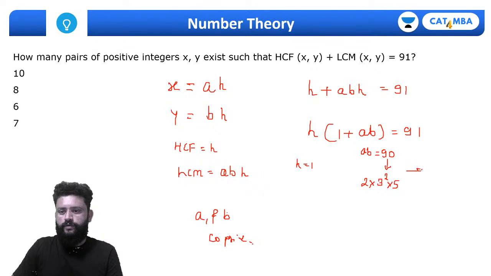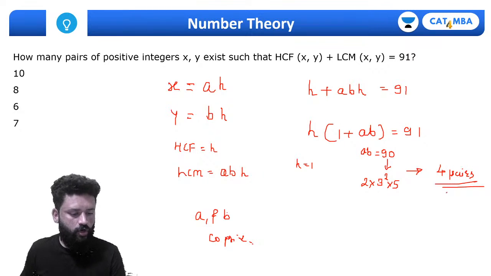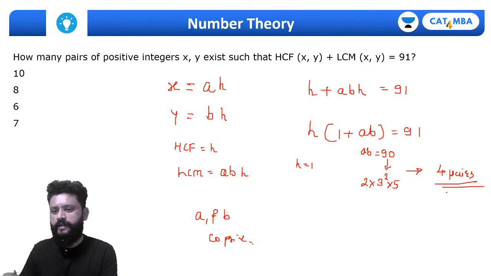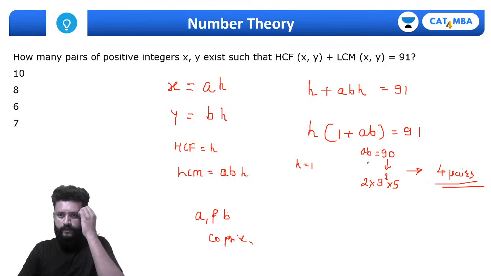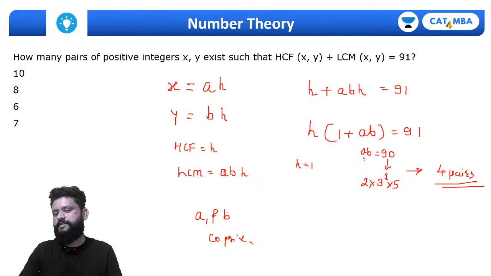There must be 4 pairs possible, right? Are you getting this? How 4? We have already done questions of this type. I can take A as 1 and this B as 90, A as 2, A as 3 square, A as 5. For A I will have 4 choices, so I will get 4 pairs, right?